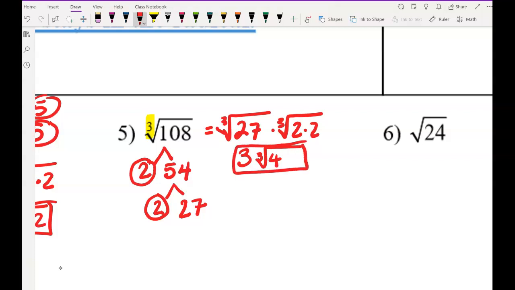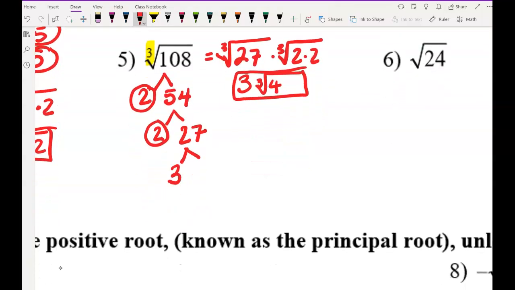Now, if you don't know 27 is a perfect cube, then keep on going. We know 3 goes in there 9 times, so 3 is a prime. 9 is 3 times 3, and as you can see again, we have 3 sets and the index is 3, so it goes outside. Either way, your answer is going to be exactly the same.